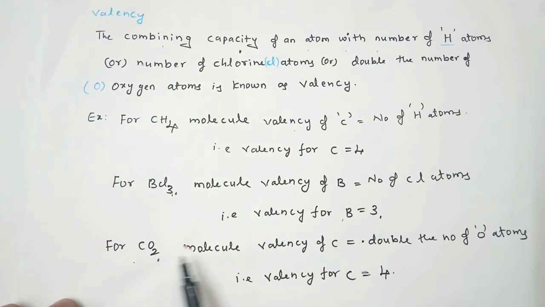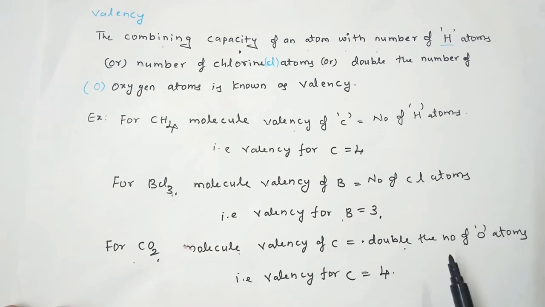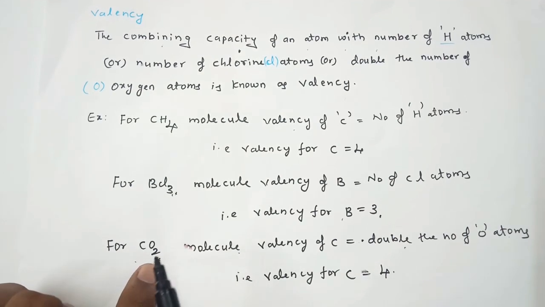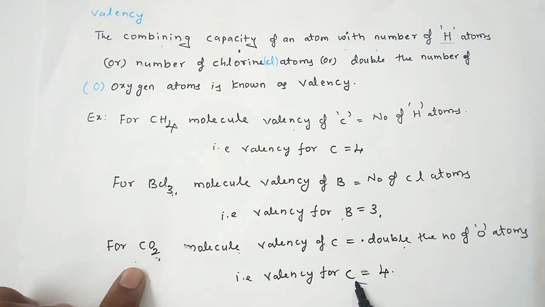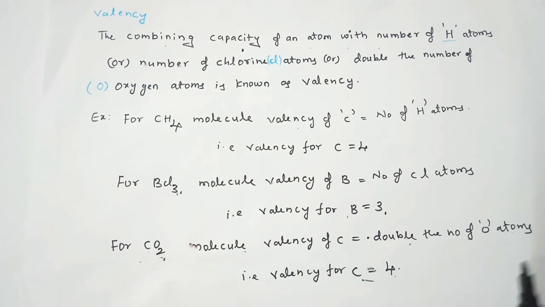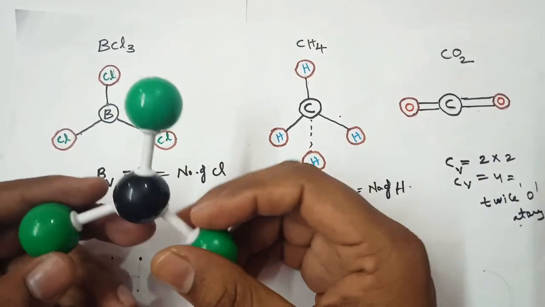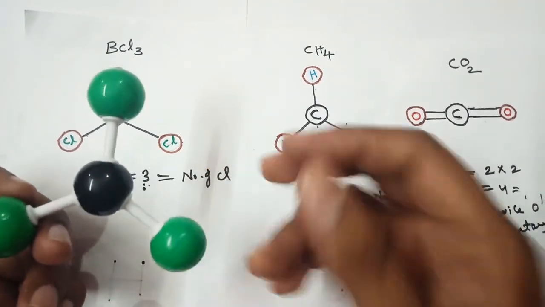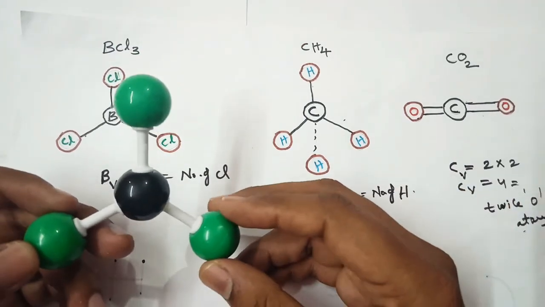But in the case of carbon dioxide molecule, valency of carbon is equal to double the number of oxygen atoms. In this molecule, how many oxygen atoms are there? 2 are there. So double it. Then when you double the oxygen atoms, the number it represents the carbon valency. So hence carbon valency is 4. See, you can also take a screenshot of the definition of valency, the previous one also, this one also you can take. So now let us define the valency with molecular models as examples.